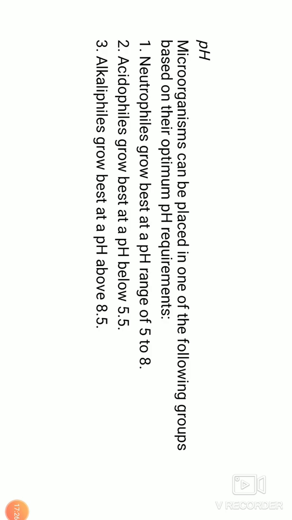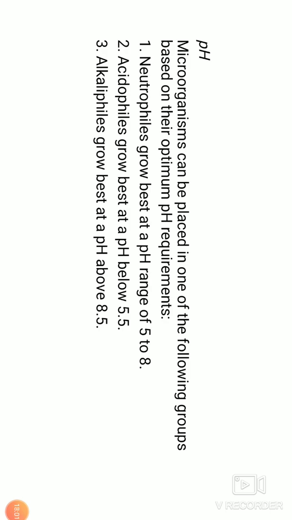Microorganisms can grow in all three pH ranges, that is acidic, basic and neutral. Most bacteria fall in the neutral range, slightly acidic and slightly alkaline, not the extremes. Neutrophiles grow in the range 5 to 8. Acidophiles grow best below 5.5. Alkaliphiles grow best at a pH above 8.5.